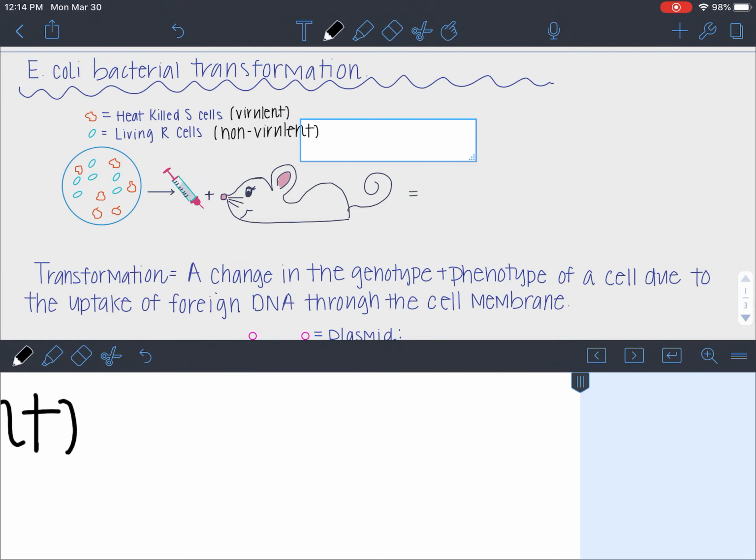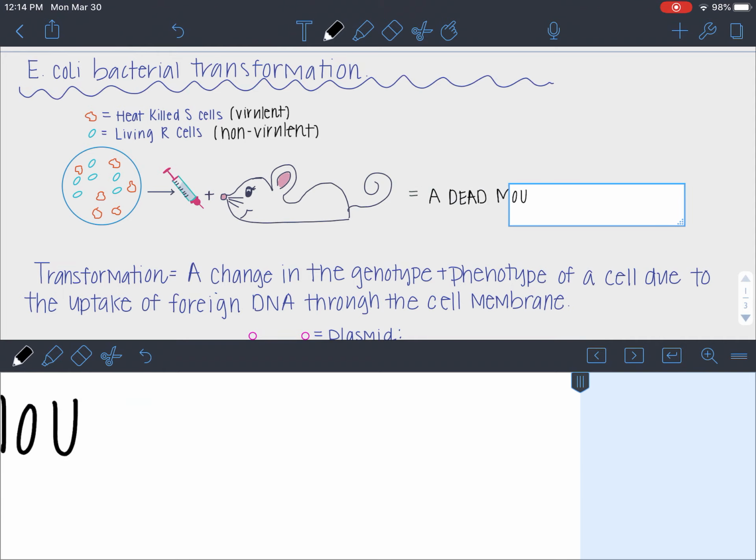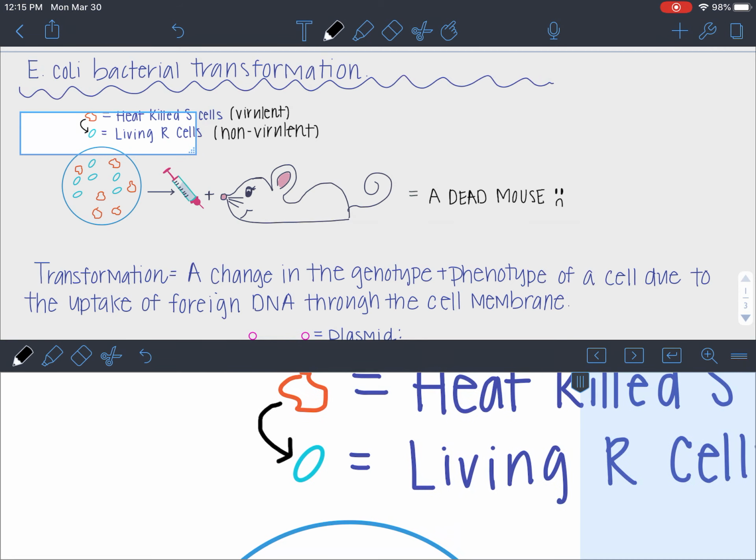Now, what happened when Frederick Griffith mixed together heat-killed S cells with living R cells and injected them into a mouse is that the mouse died. So what we ended up with when we mixed those two things together was a dead mouse. And what he figured out based on this experiment is that something was transferred from those heat-killed S cells to those living R cells. He didn't know at the time that thing was DNA, but he called that transfer of material a transformation.